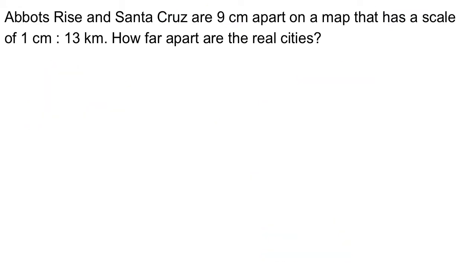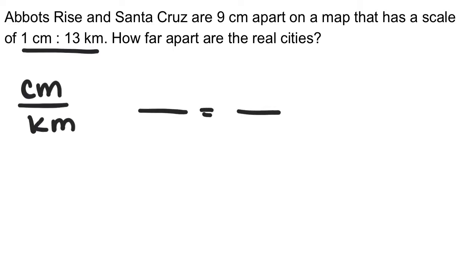This example says Abbott's Rise and Santa Cruz are 9 centimeters apart on a map that has a scale of 1 centimeter to 13 kilometers. How far apart are the real cities? So I'm going to start by identifying my scale. Now the scale that's given to us is 1 centimeter to 13 kilometers. So I'm going to set up my proportions as being centimeters over kilometers. So we know on both sides, it's centimeters over kilometers and centimeters over kilometers.